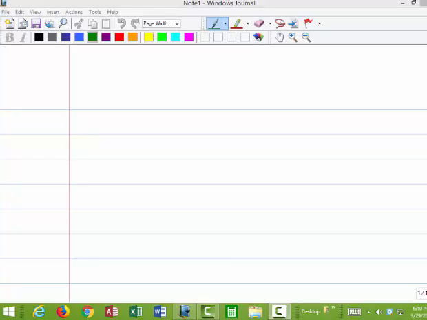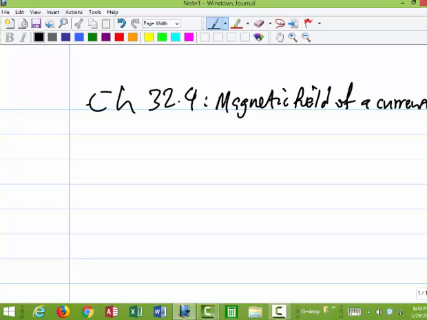We should get started. Let's look at the magnetic field of a current. This is 32.4. So we saw a few days ago that we can represent the field of a point charge as follows. Let me remind you of that.